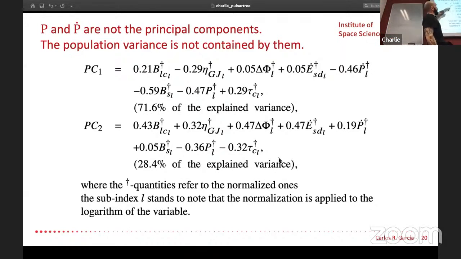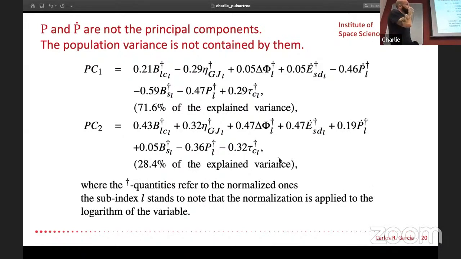Actually, if you see the coefficients here, they are really, really similar. I mean, there is no one adding 0.000. So this is something to keep in mind. Another thing that you can see here is the behavior of each variable with respect to its principal component. So here, for instance, for the PC1, when the B surface, for instance, grows, the PC1 decreases.